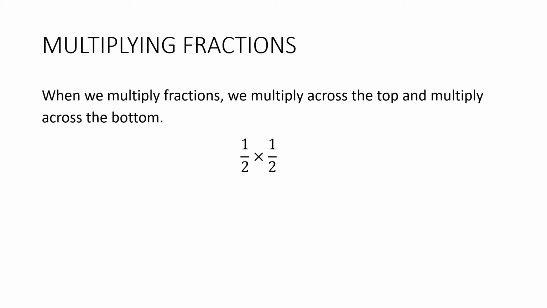When we multiply fractions, we multiply across the top and we multiply across the bottom, like this. So 1 times 1 is 1, and 2 times 2 is 4.